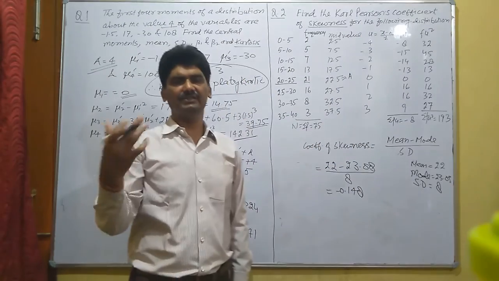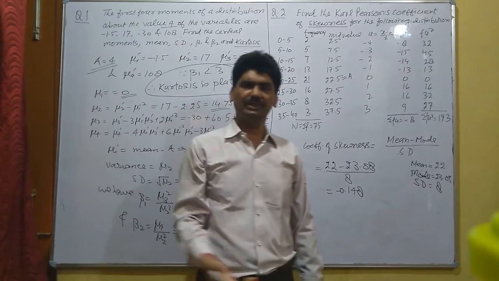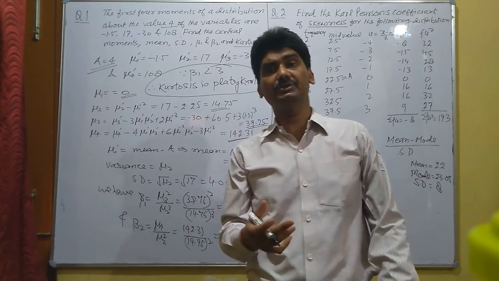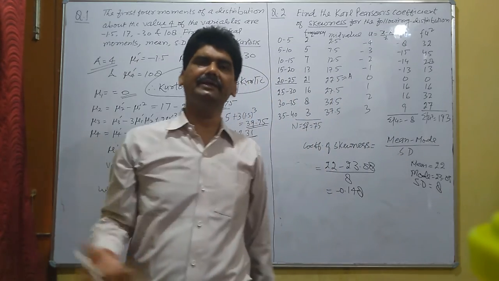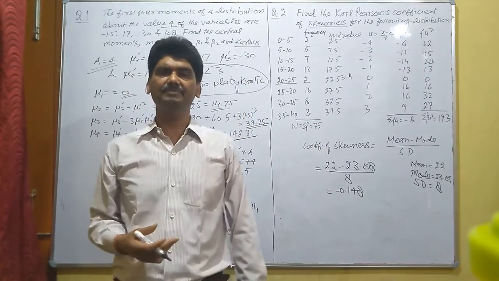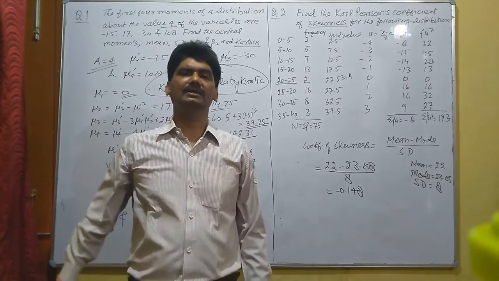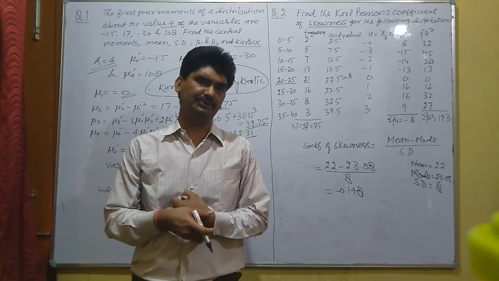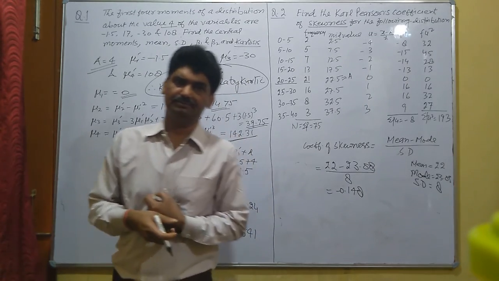Similarly, there is Bowley's. According to Bowley's, we have to determine the coefficient of skewness, in which we use quartiles, which were already discussed in the preceding problem. So we can also find the coefficient of skewness by Bowley's, and this is Karl Pearson's. Okay, so fine.